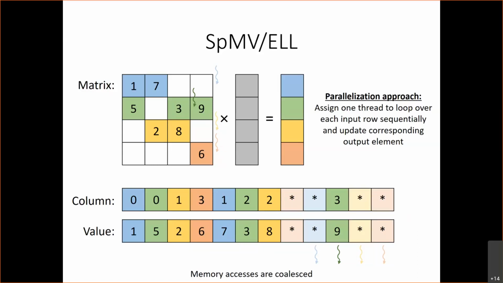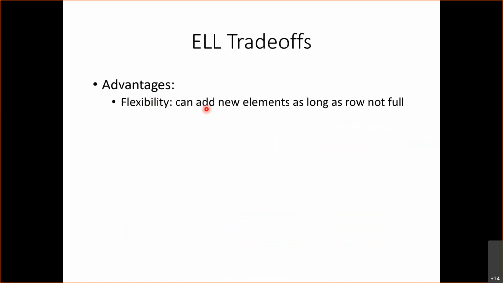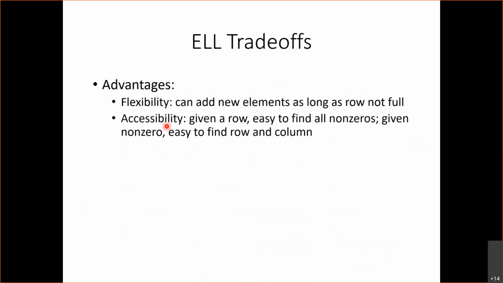So this is the code that we wrote, and to summarize, these are the trade-offs that we talked about. We said the advantages are that it gives us flexibility. We can add new elements as long as the row is not full. In terms of accessibility, it's better than both CSR and COO because given a row, we can find the non-zeros, but also given a non-zero, find the row and the column, which is what CSR and COO both allow me to do. For memory coalescing, implementing SPMV using ELL enables coalesced memory access.